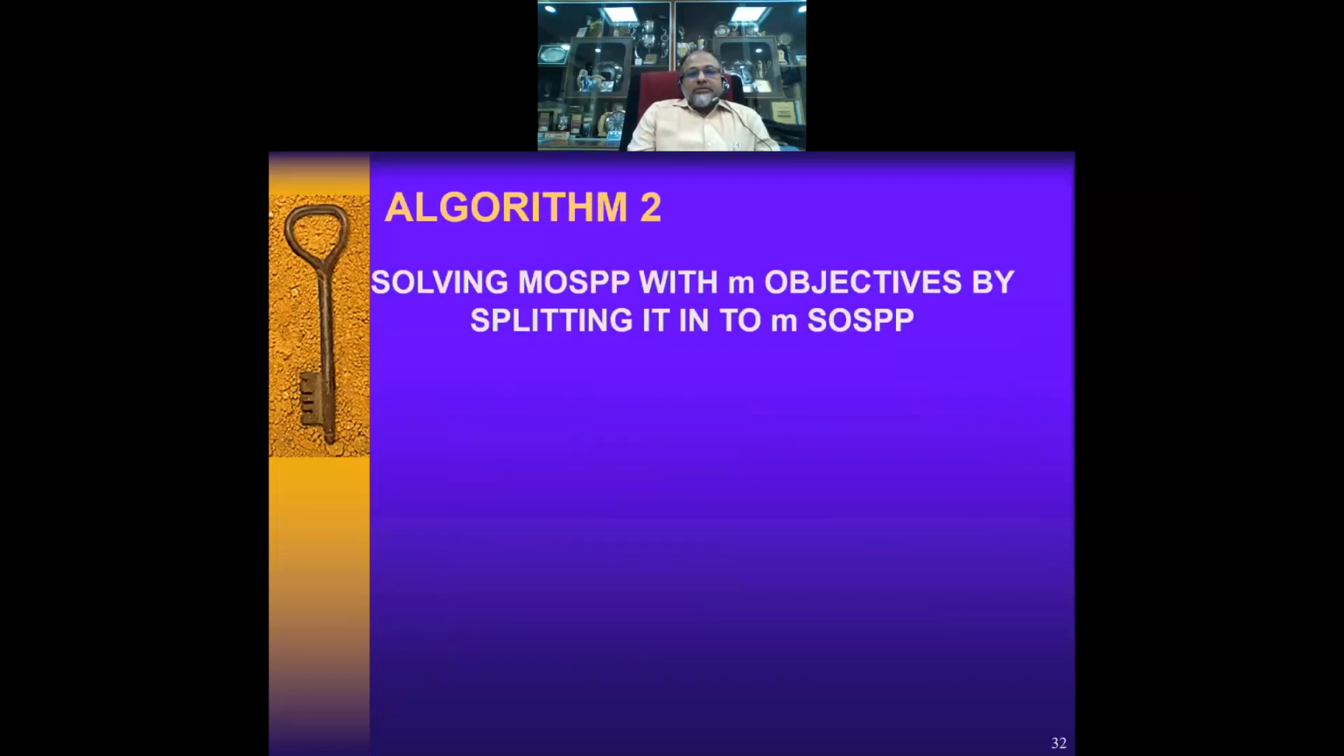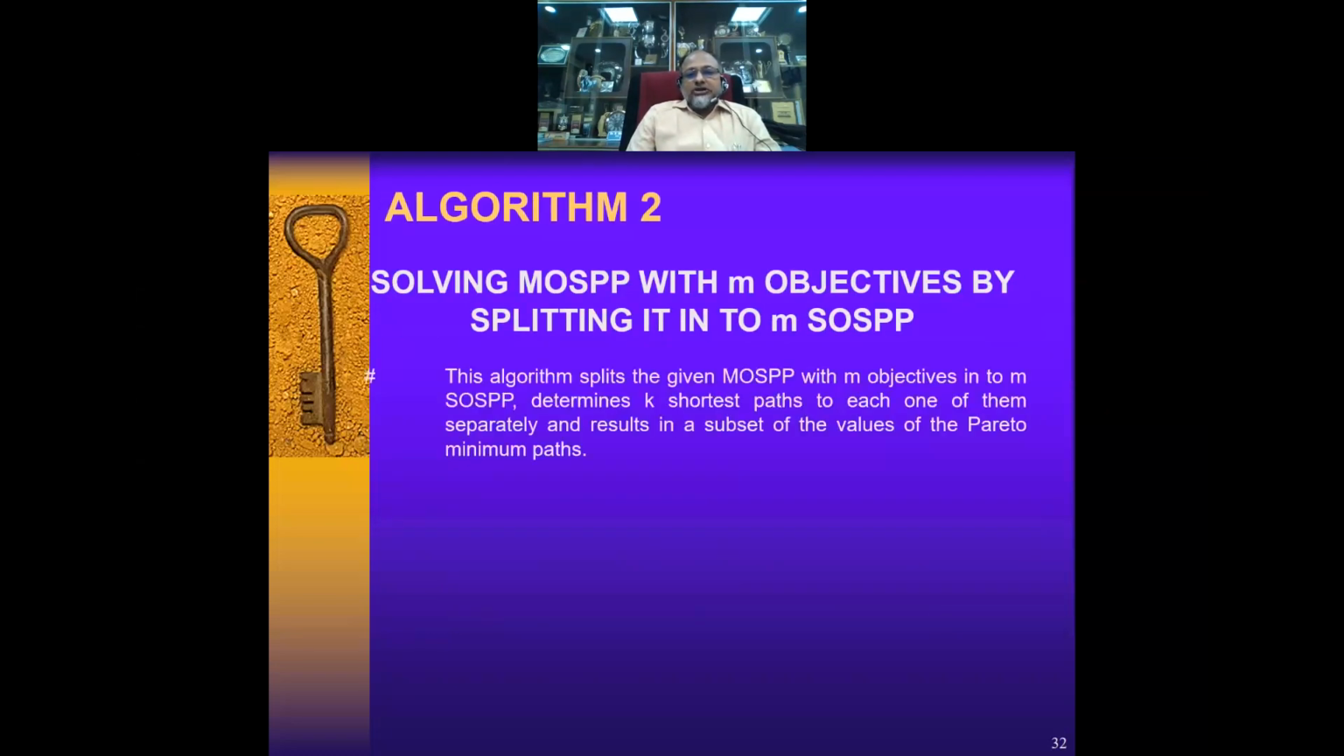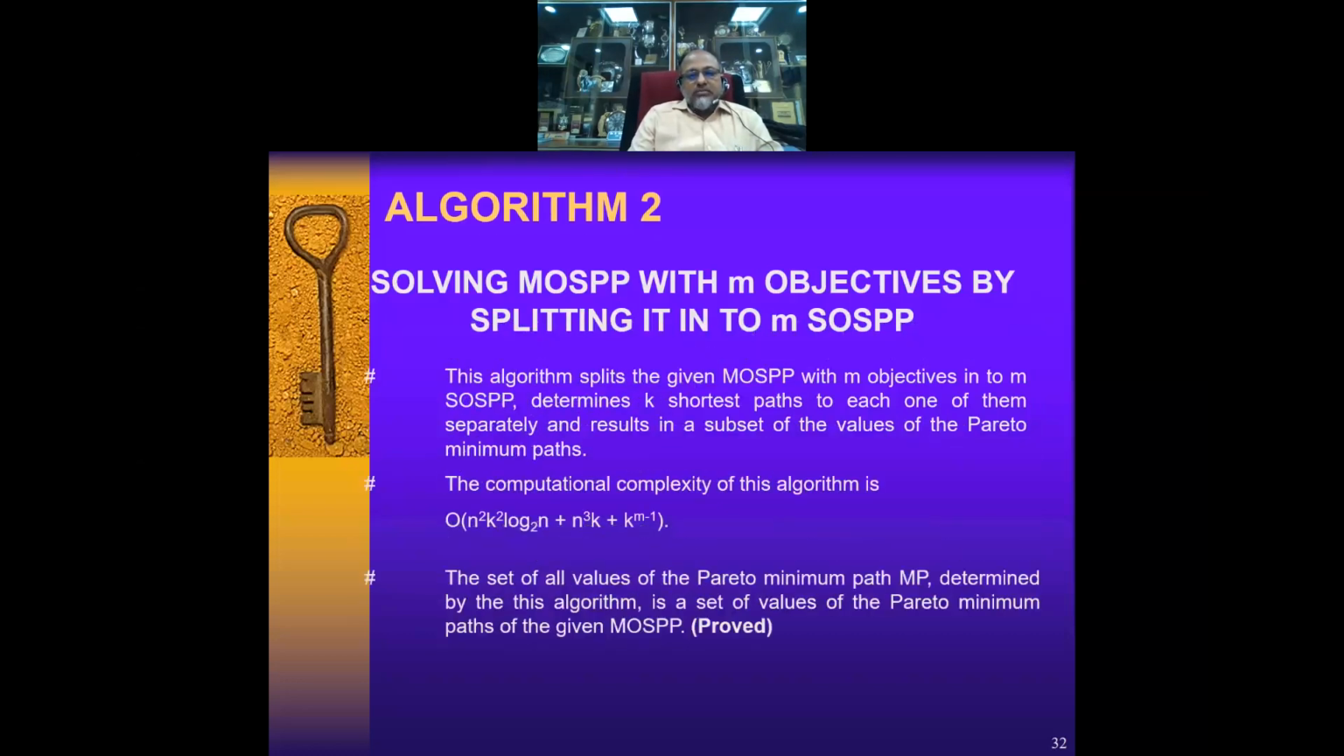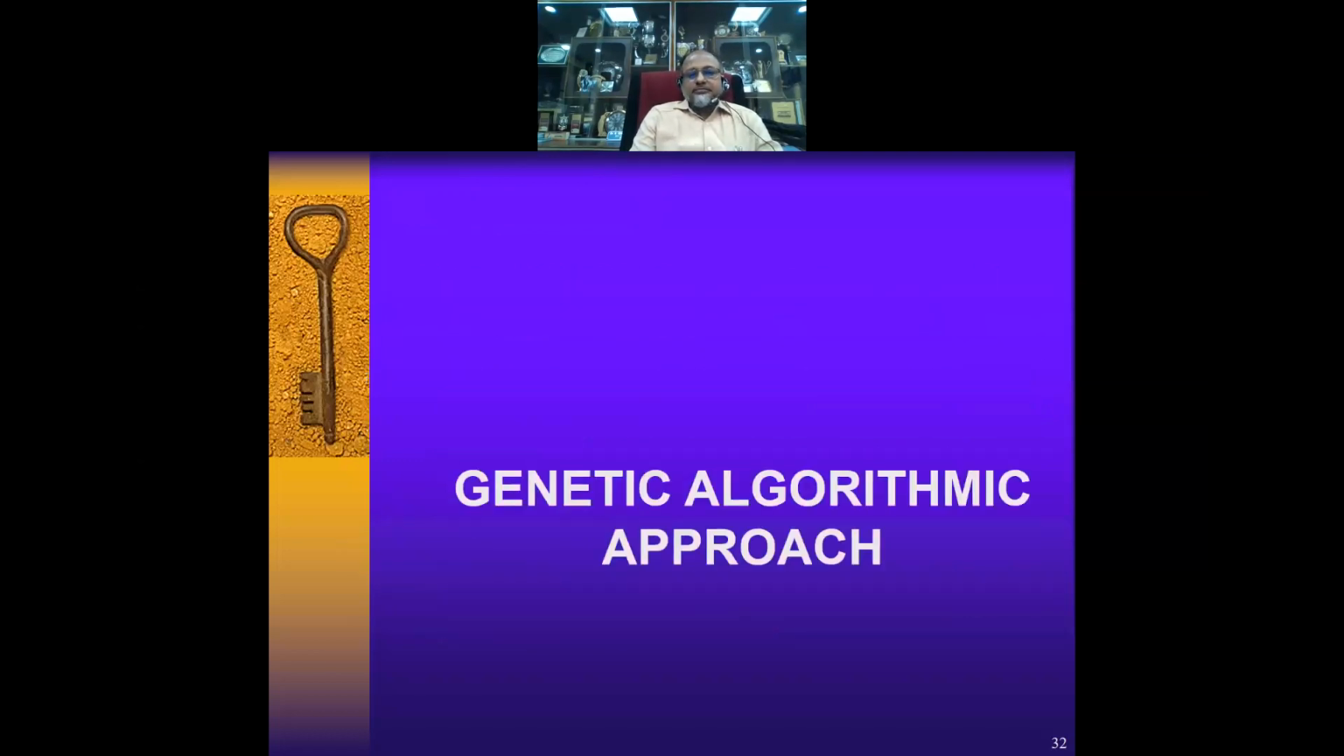And another algorithm: here what we are doing is, if there are m objectives, we split the problem into m single objective shortest path problems. So we have to apply it repeatedly m times. So instead of telling that the problem has no solution, we try to give at least some of the Pareto minimum solutions. So this is another algorithm. Here the computational complexity is order of n square. Again, it is a polynomial time algorithm.